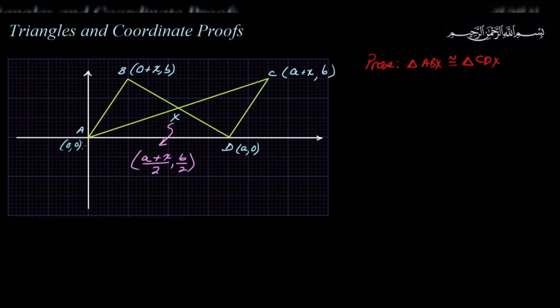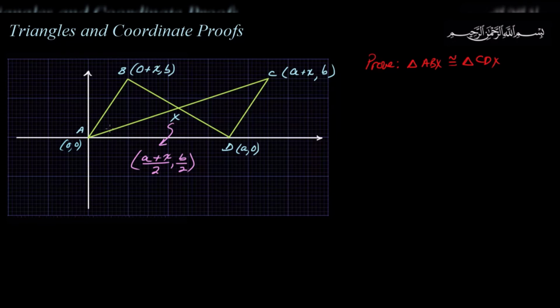So A is at the origin, and B is 0 plus X plus B, and C is A plus X and B, and D is A and 0. So we're given a whole bunch of that, and then we're given X, and X is A plus X over 2 and B over 2. There are several ways of doing this, and I don't know how the questioners intended us to do it.